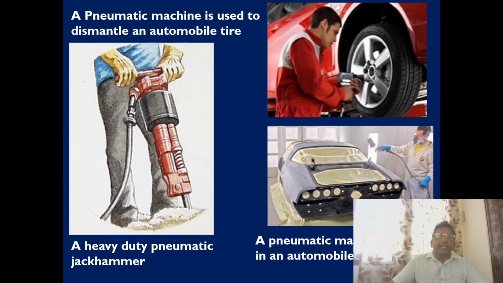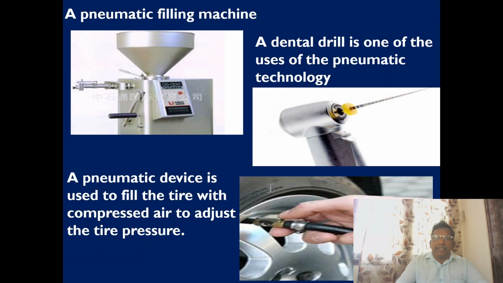Pneumatics are used to dismantle, using air. In all industries and local areas you can see workshops or machine shops with pneumatic machines to dismantle automobile tires. When you want to demolish a building, you can go for a heavy duty pneumatic jackhammer. Pneumatics is also used for automobile painting in the assembly line. Then another one is the pneumatic filling machine, which fills automatically.